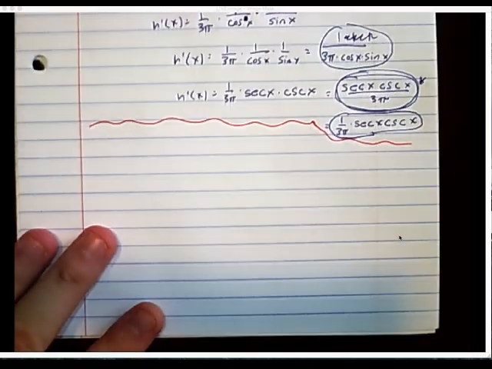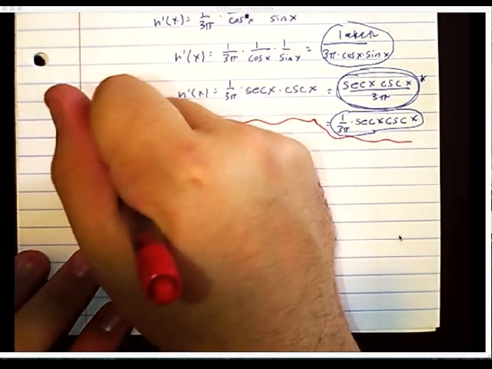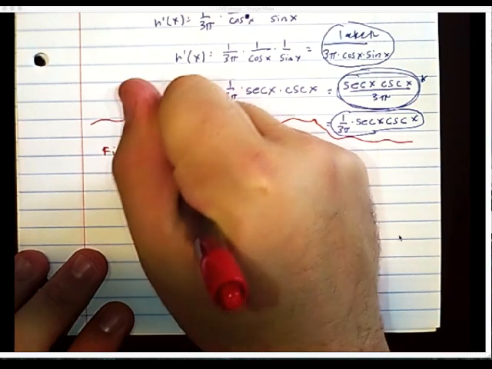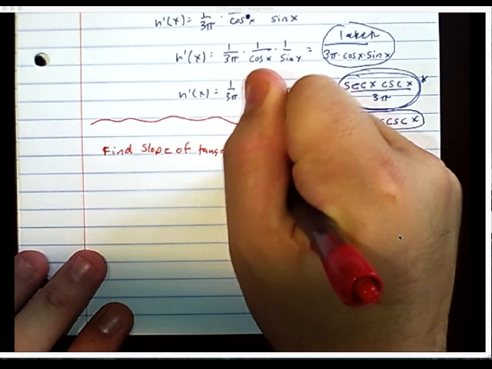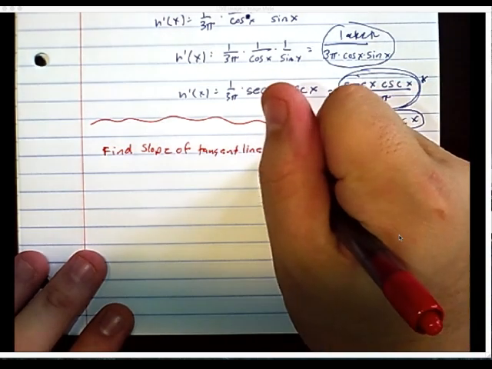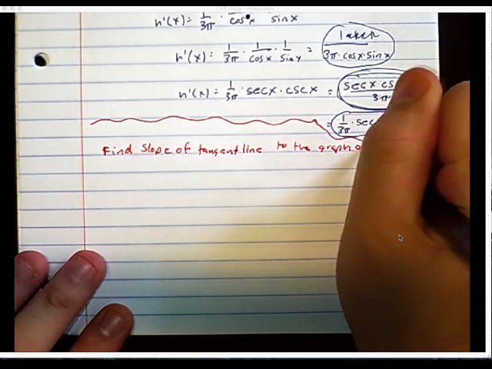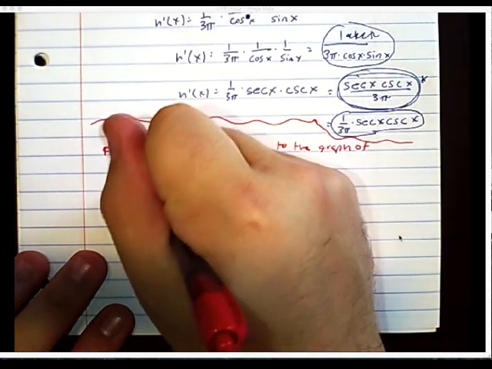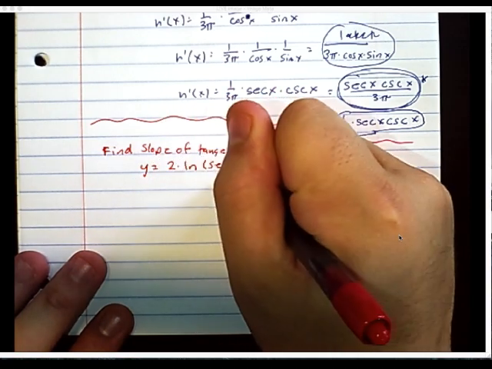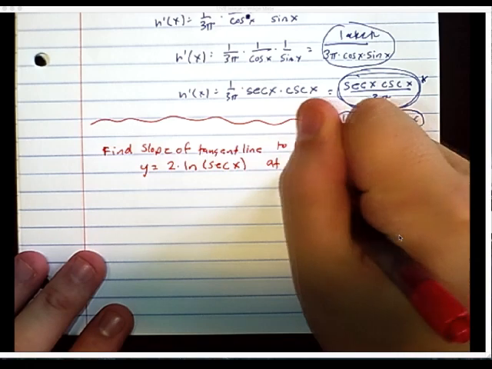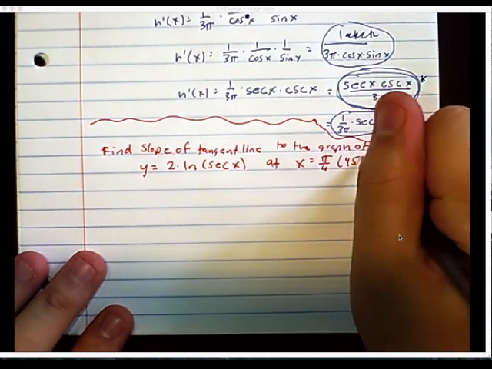Let's look at the next problem. It says, find the slope of the tangent line, not the equation of the tangent line, just the slope, to the graph of y equals 2 times ln of secant of x at x equals pi fourths, which we should know right away means 45 degrees.